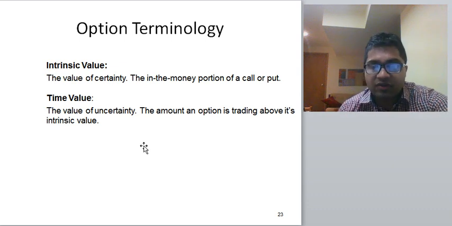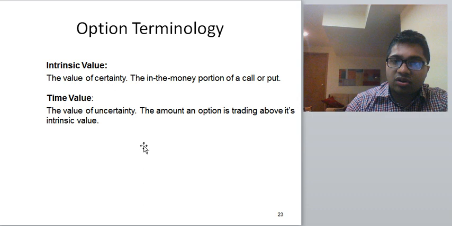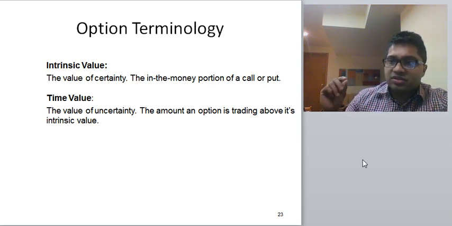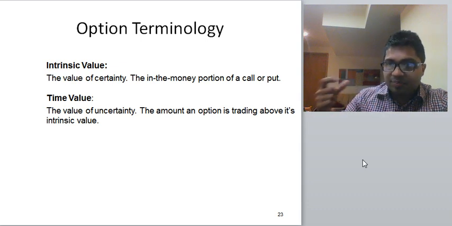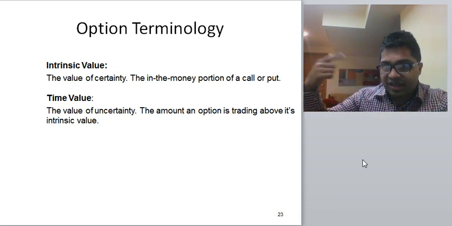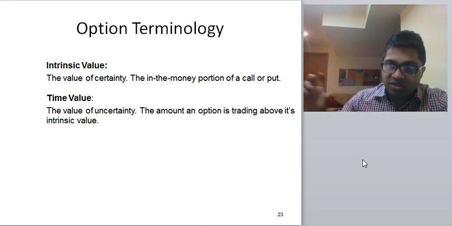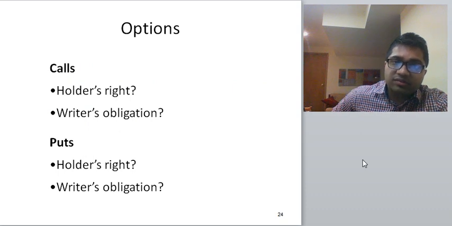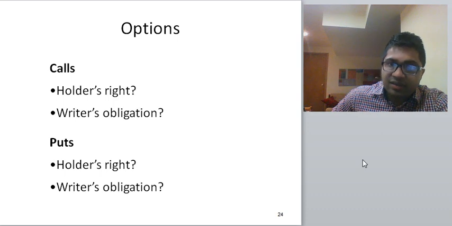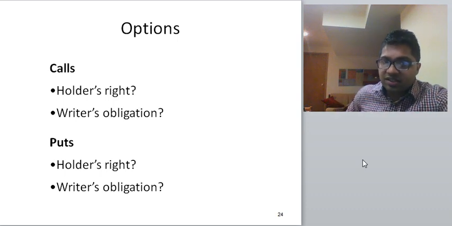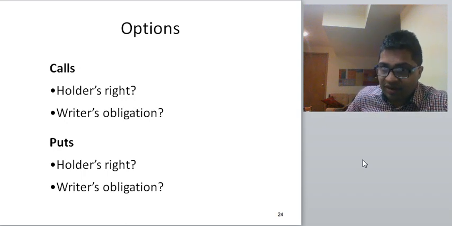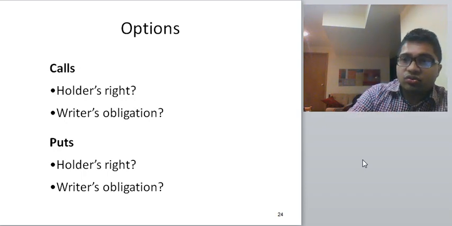Time value, the value of uncertainty, the amount an option is trading above its intrinsic value. So when you see the premiums that you pay, generally part of it is because the options are in profit, and part of it is because of time value, that is uncertainty. Types of option, there are calls and puts. Call gives holders right to buy and writers have obligations to sell. Put has holders right to sell and writers have obligation to buy.